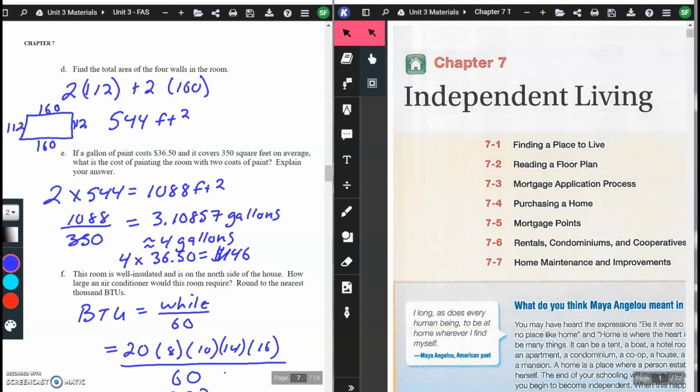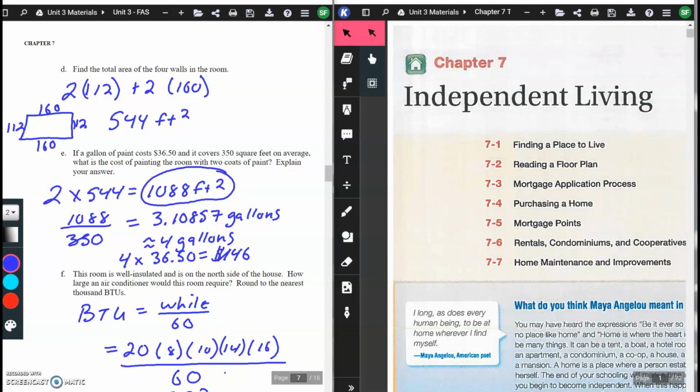Part E. If a gallon of paint costs $36.50 and it covers 350 square feet on average, what is the cost of painting a room with 2 coats of paint? Explain your answer. So 2 coats of paint times 544 square feet gives you a total square foot coverage after 2 coats of 1,088 feet squared. Take that 1088 and divide it by 350, because each gallon covers on average 350 square feet.